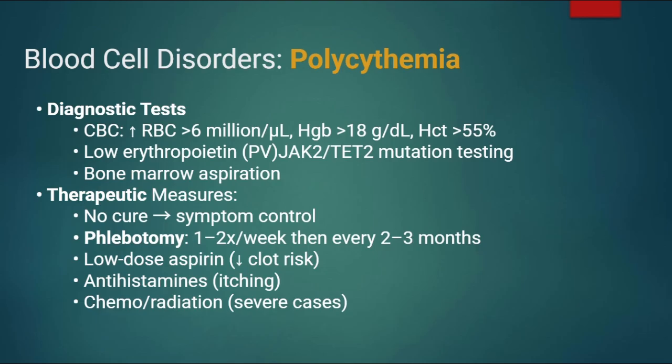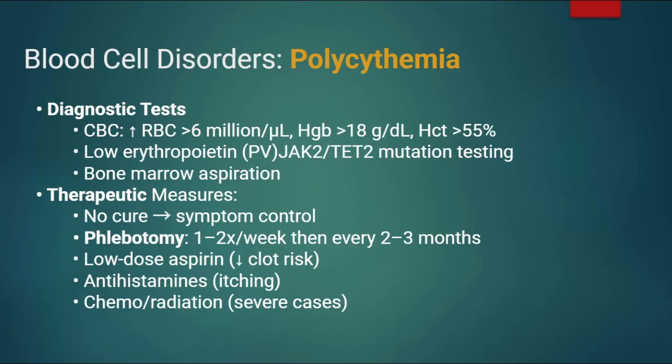When we talk about diagnosing polycythemia, the most important tests look at the number and concentration of blood cells. A CBC will show an elevated red blood cell count, often greater than 6 million per microliter. Hemoglobin levels are typically greater than 18 grams per deciliter, and hematocrit levels often rise above 55%.